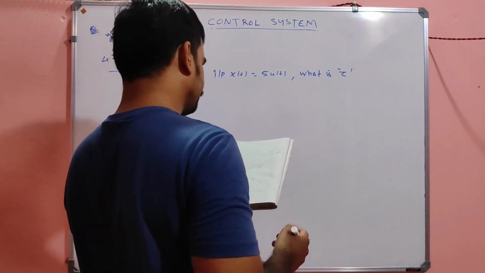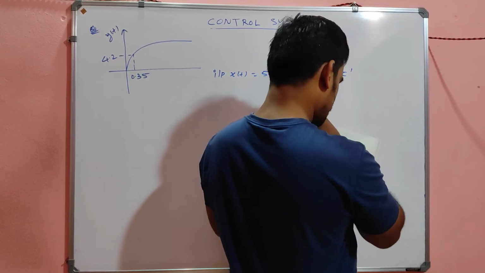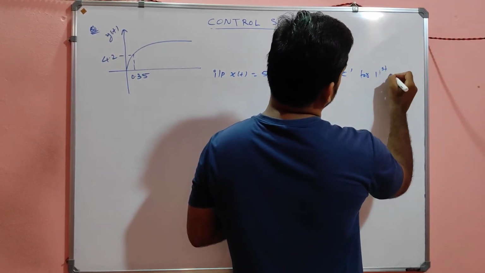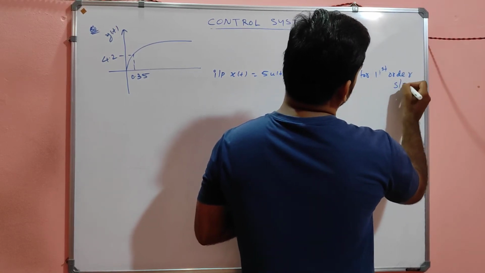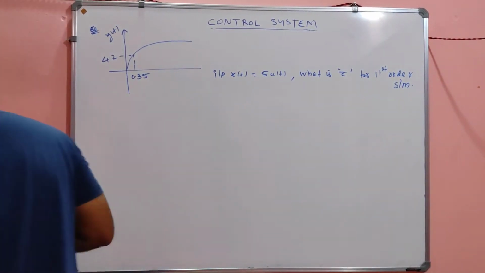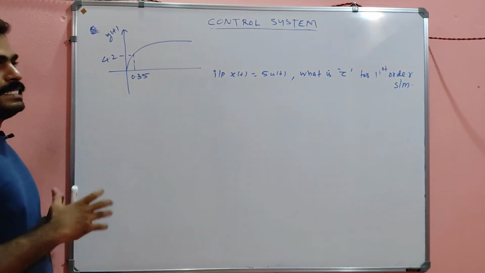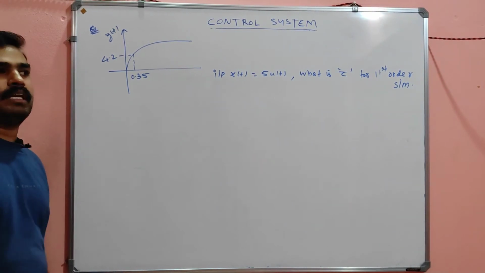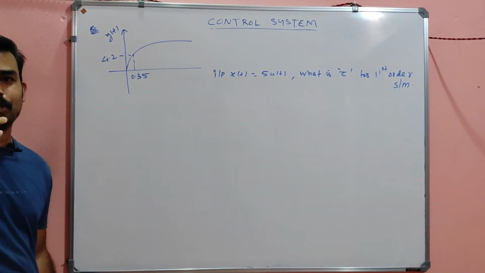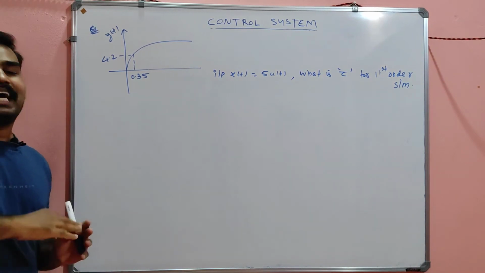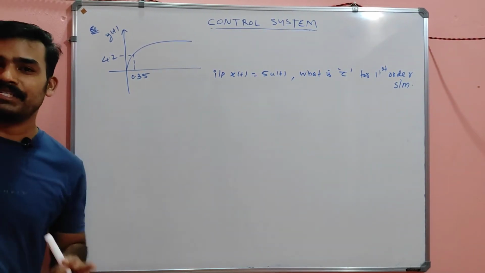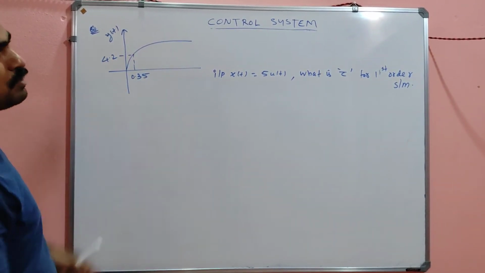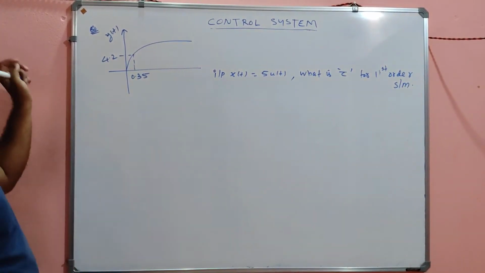What is tau? For a first order system, generally the response will be like this, because there is only one RC combination. The charging and discharging of the capacitor you already learned, so in a similar manner the response also will be. So this is the response of the first order system. By looking at it itself you have to understand.